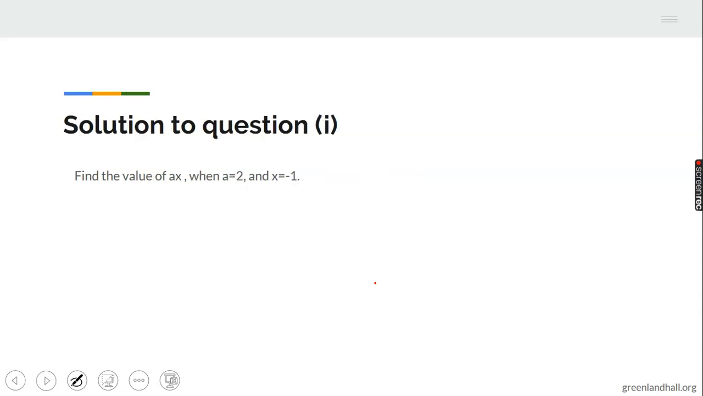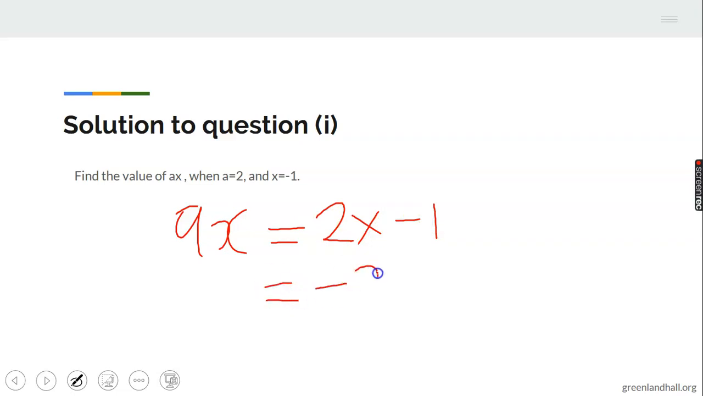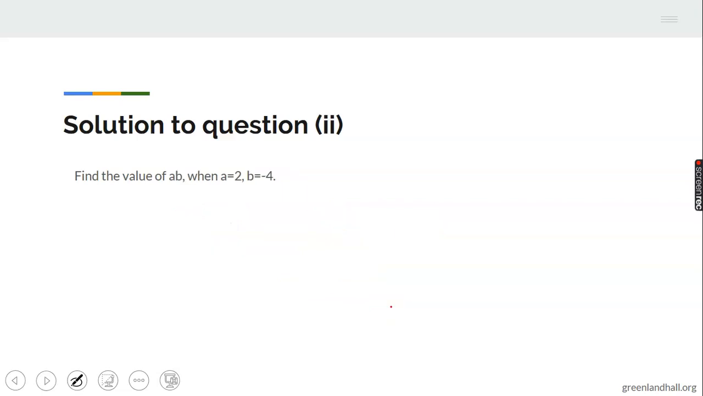Okay, let's look at the solution. We have ax. Ax simply means a multiplied by x. Then when a equals 2 and x equals minus 1, what is the value of ax? What is a? A is 2. Then your x is what? Minus 1. So 2 by minus 1 will give us minus 2. That is that.